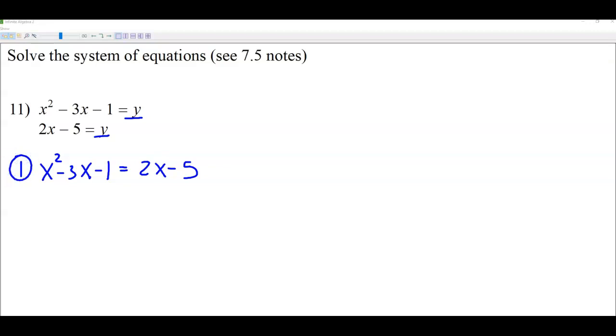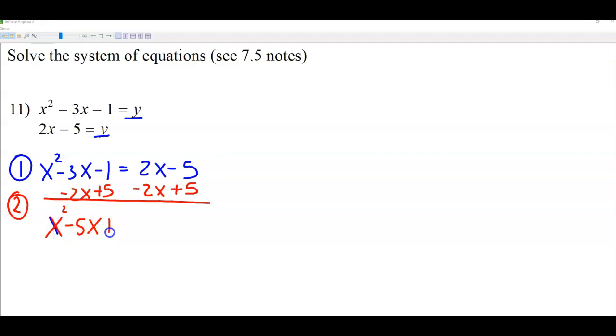Step 2 is I want to start moving everything to one side. So I'm going to move the 2x off of this side and onto this side by doing the opposite. I'm also going to get rid of the 5 on the right side by adding it on both sides. And as a result, I will now have x squared minus 5x plus 4 equals 0, since there's nothing left on the other side now, because both of those cancel. Step 2 is in red.